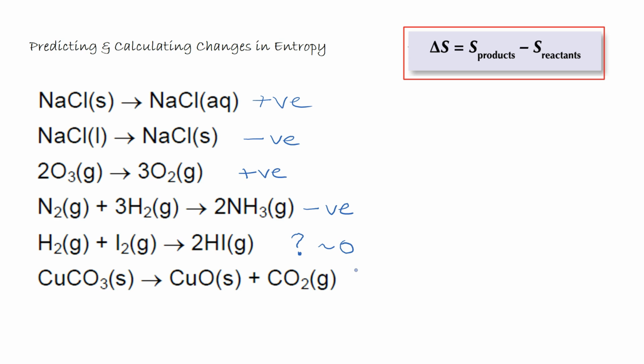the calculations to check. In our final example here then, we've got copper carbonate going to make copper oxide and carbon dioxide, which is a thermal decomposition. We're going from 1 solid molecule to 2 particles, where one's a solid and one's a gas. So we'd expect on both counts the products to have a greater entropy than the reactants, and therefore this would be positive.